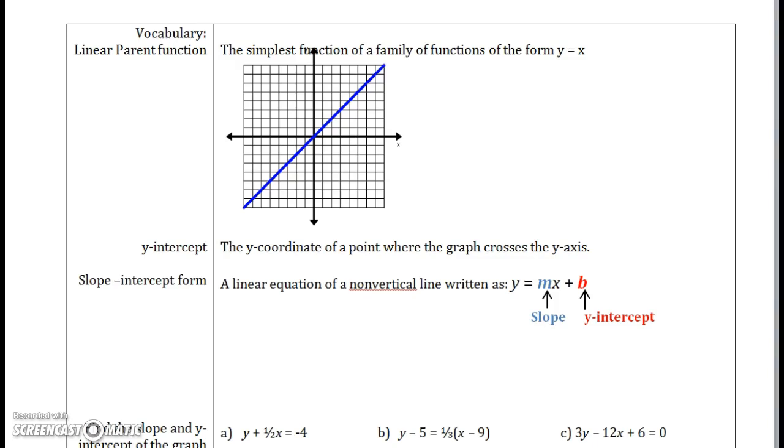Vocabulary. Linear parent function. The simplest function of a family of functions is of the form y equals x. Why? Because it's the most basic. There's no number in front of the x. It's not plus anything. It's not minus anything. It's not divided by anything. It's just y equals x. The graph of y equals x will always look like this blue line that you see in front of you.